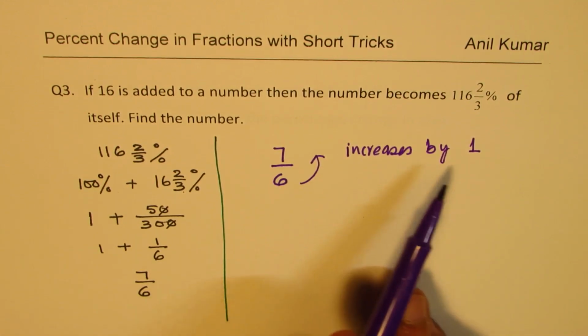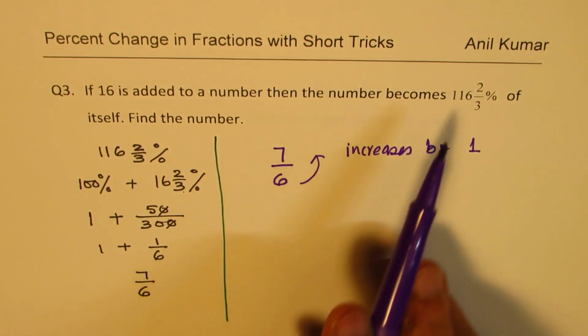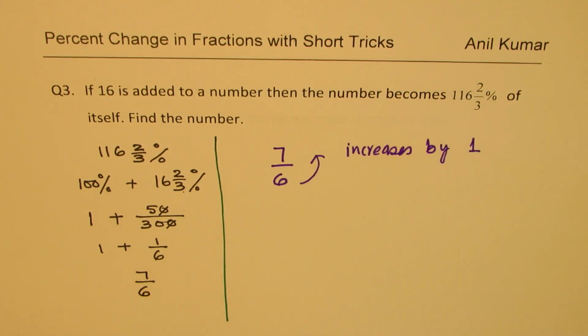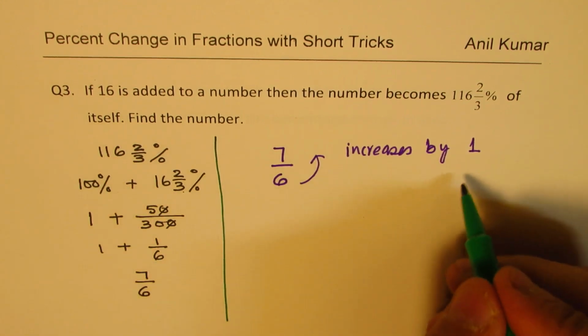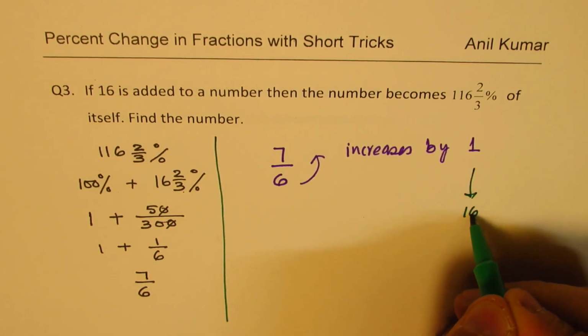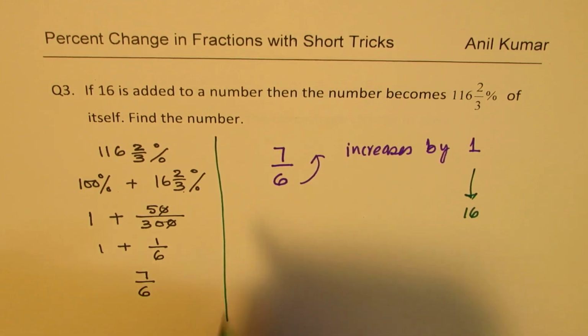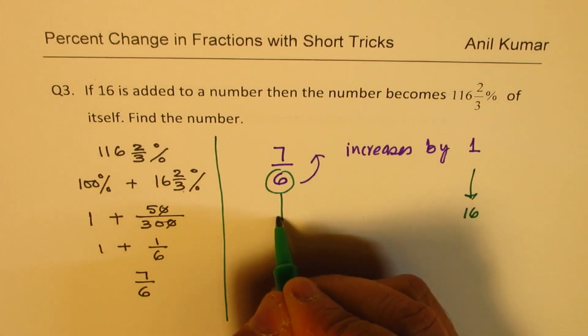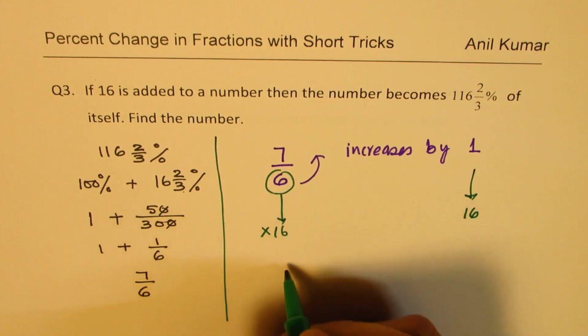This number increases by 1, right? That is our 116 2 over 3% change. But actually, how much did we increase the number by? We increase the number by 16. That is to say, this 6 should also be multiplied by 16 to get our number.